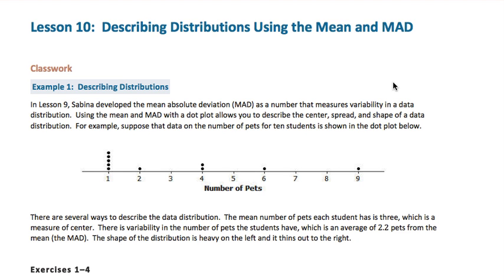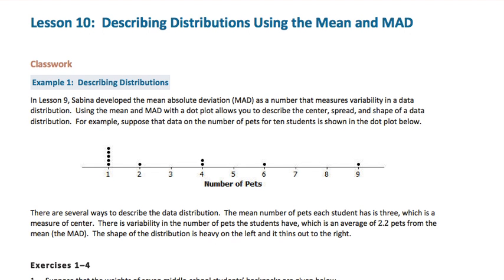In Module 6, Lesson 10, we'll describe distributions using the mean and the mean absolute deviation. Recall in Lesson 9, Sabina developed the mean absolute deviation as a number that measures variability in a data distribution. Using the mean and the mean absolute deviation with a dot plot allows you to describe the center, the spread, and the shape of a data distribution.